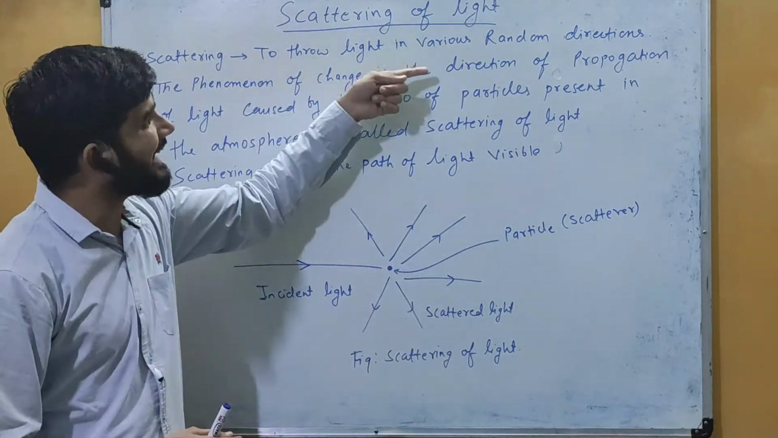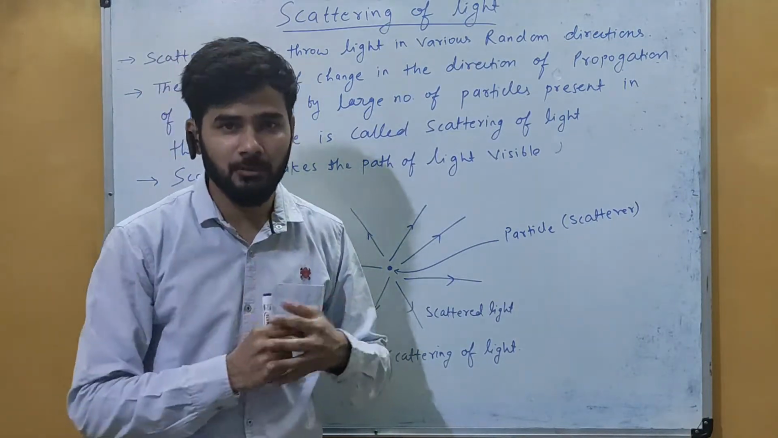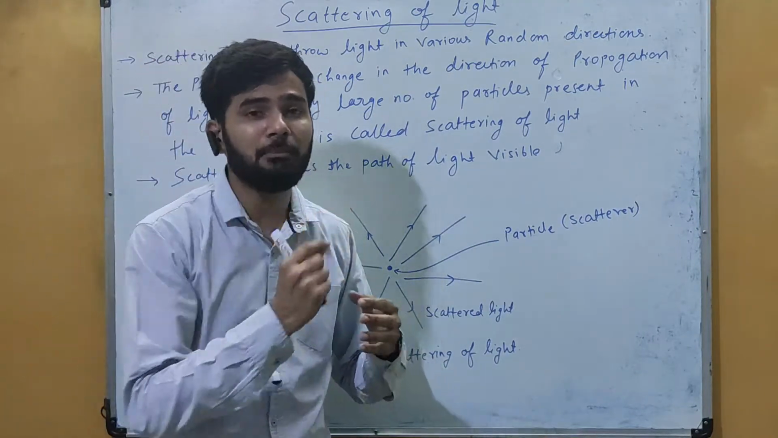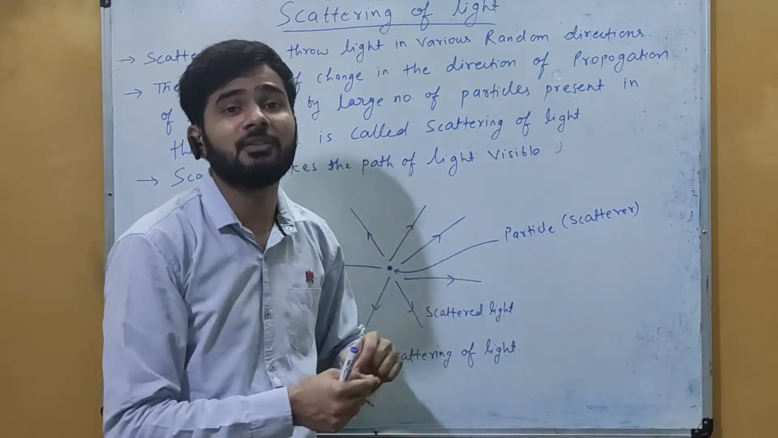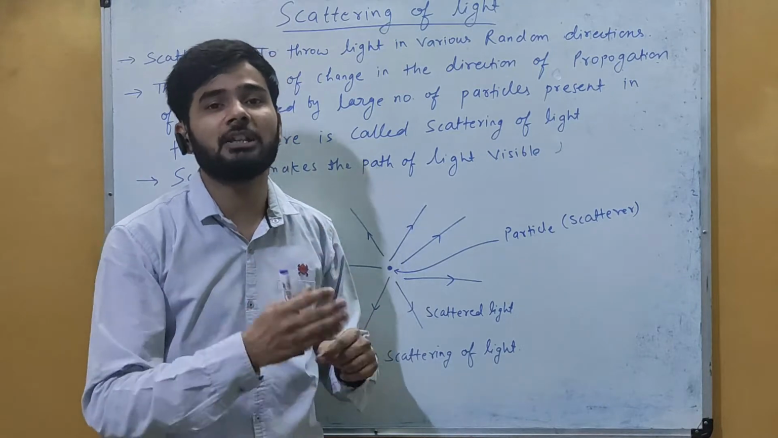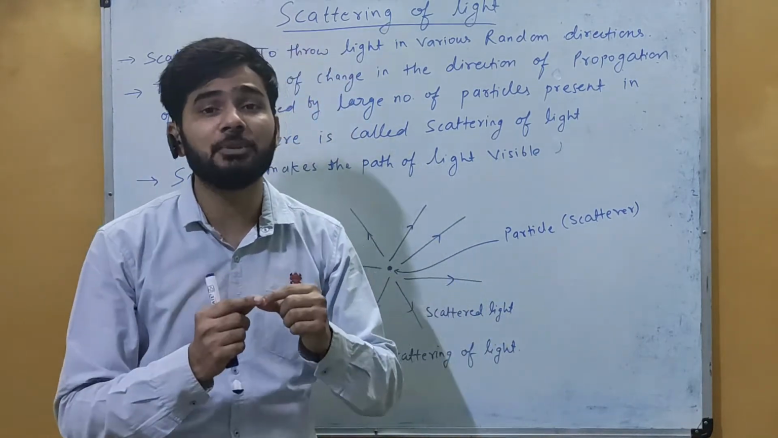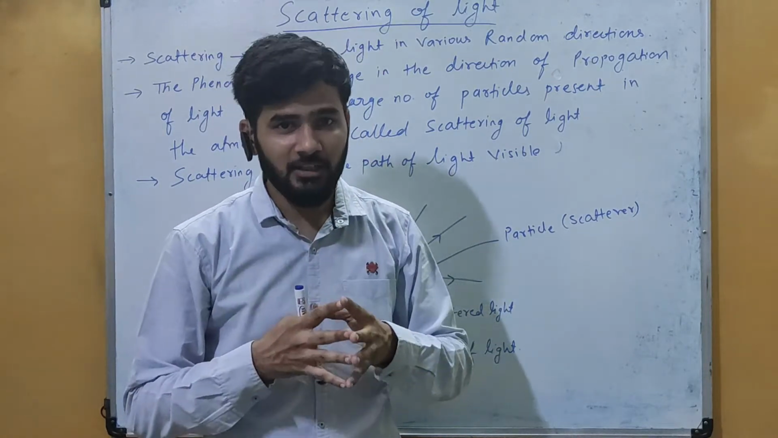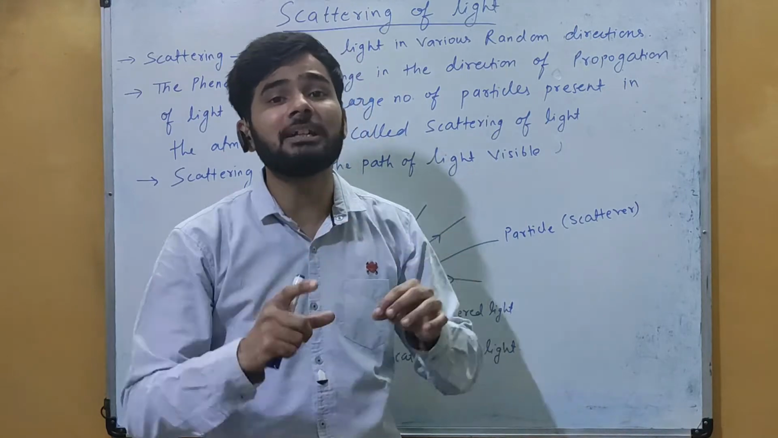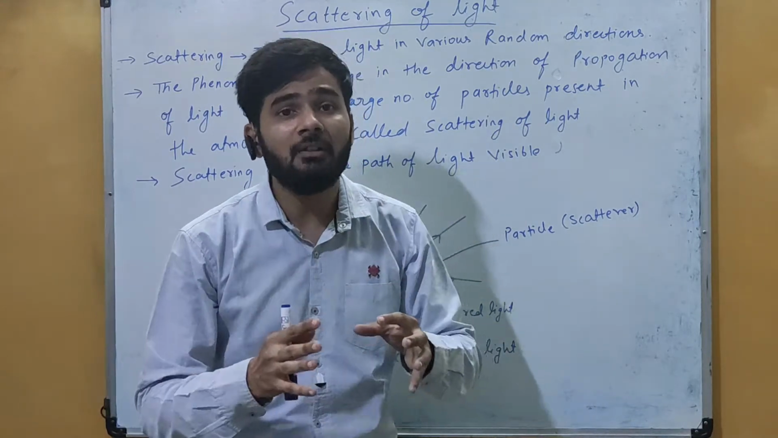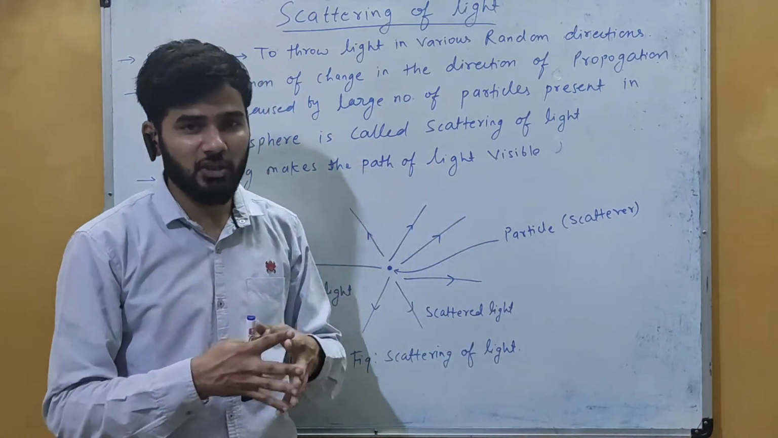So to throw the light in various random directions means that whenever we have a particle, and light strikes that particle, then that light scatters in random different directions. That phenomenon is called the scattering of light. Now here, don't get confused between dispersion and the scattering of light. In case of dispersion, we have a medium through which light splits into 7 parts, and here we have a particle through which light moves randomly in different directions.